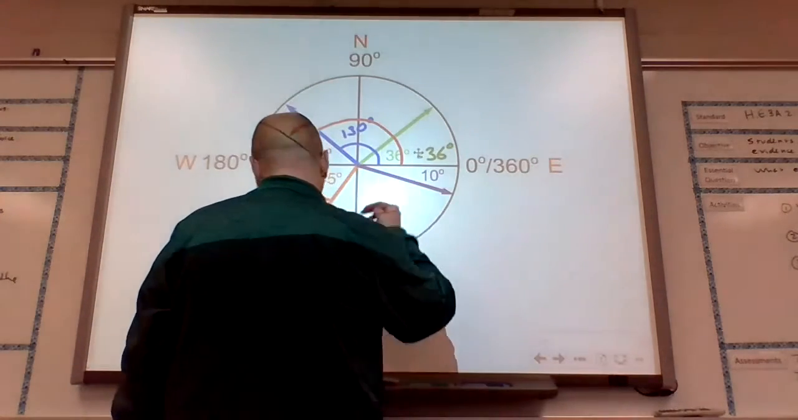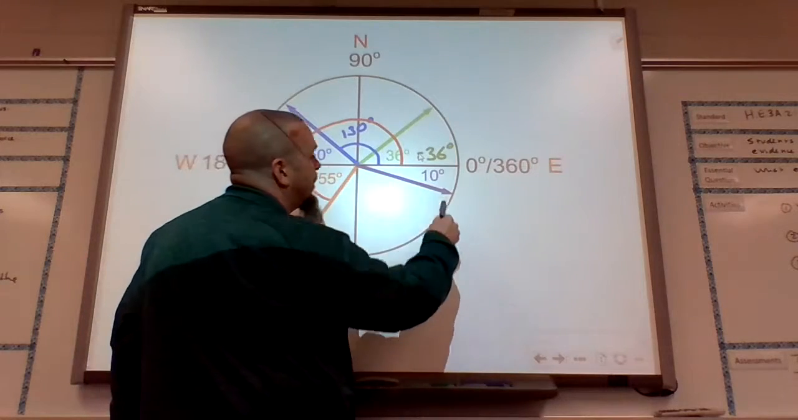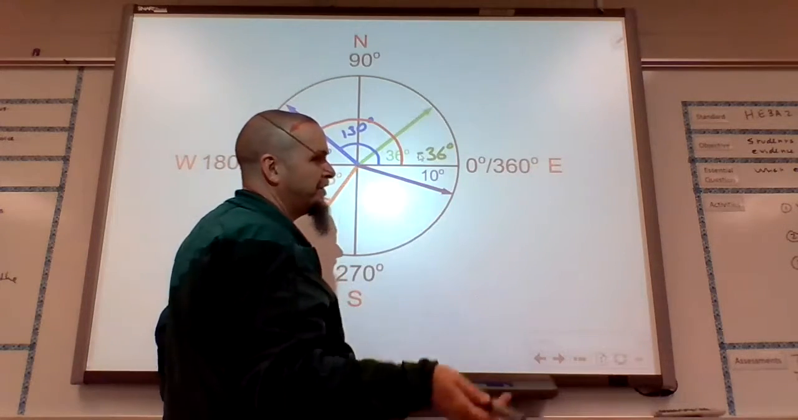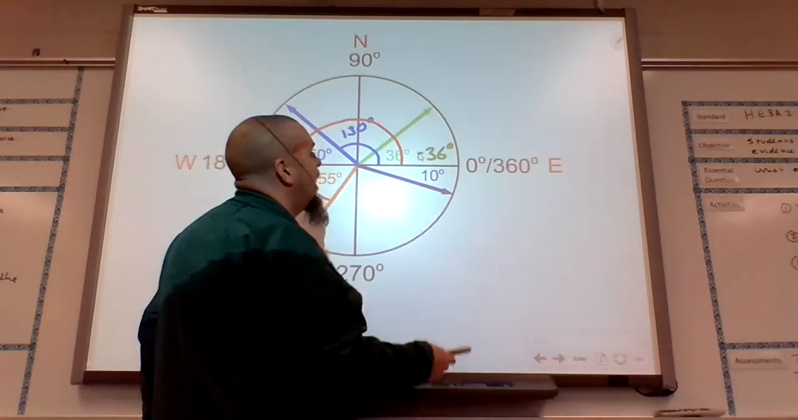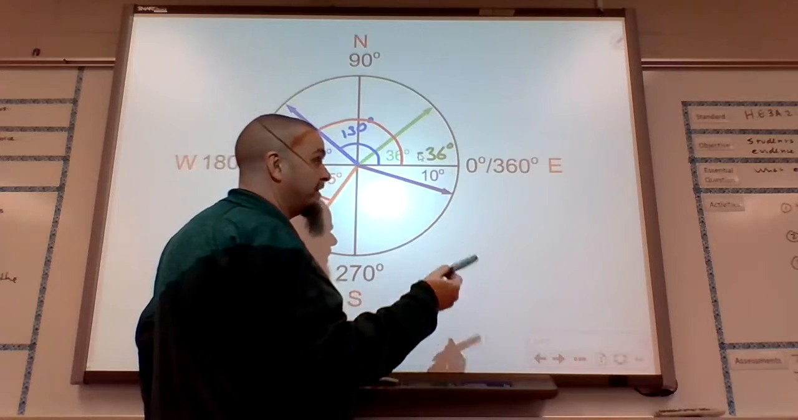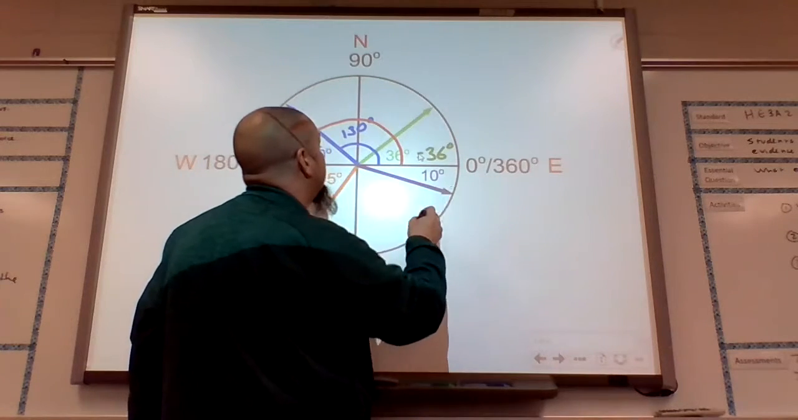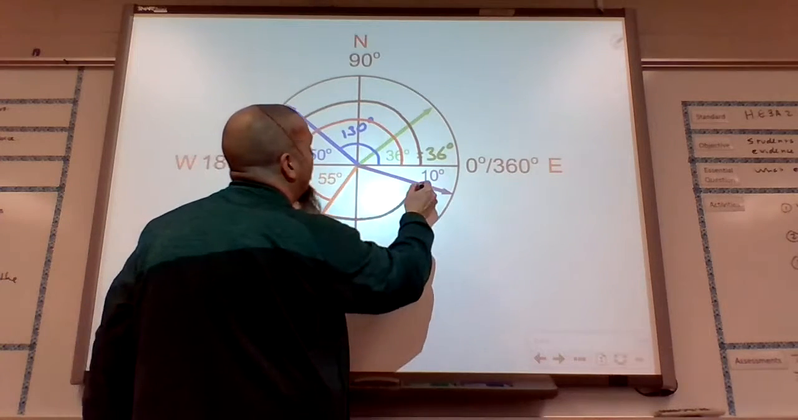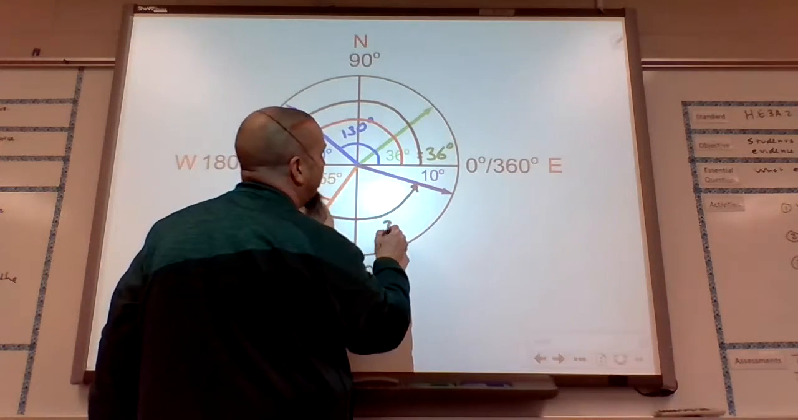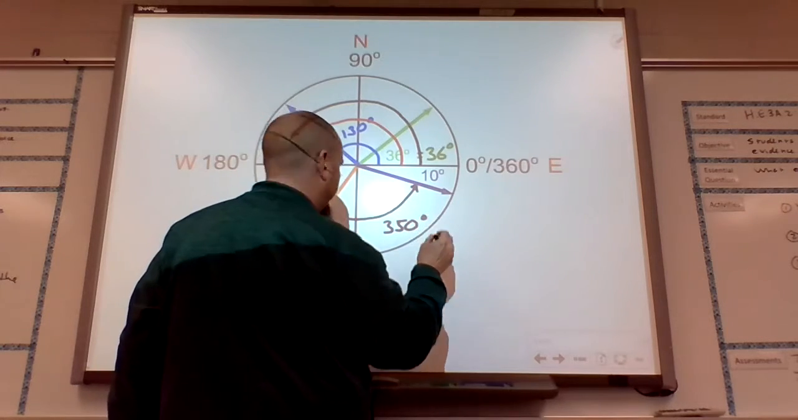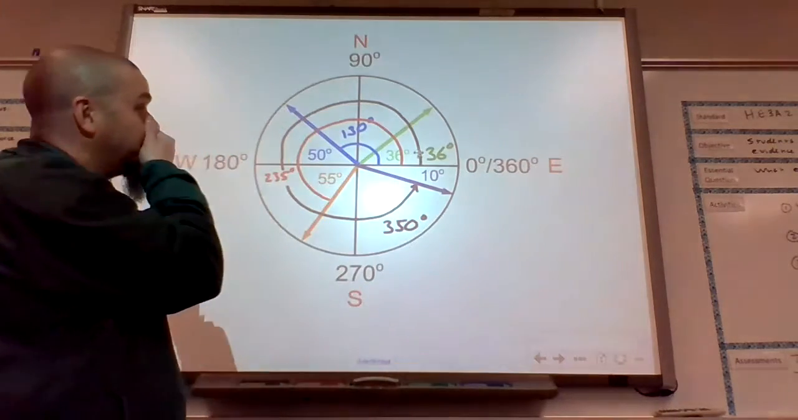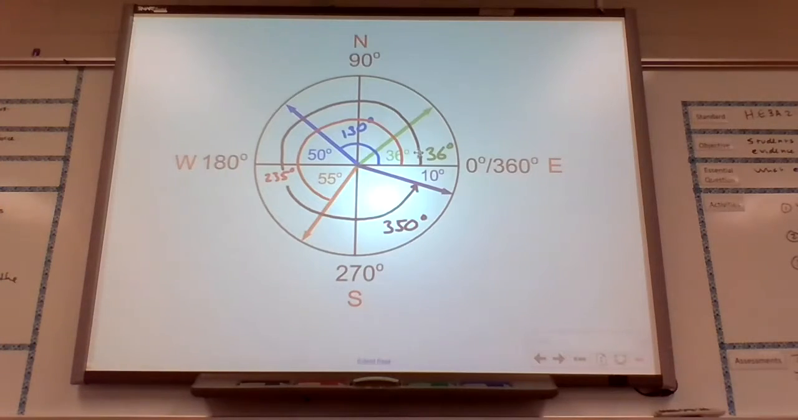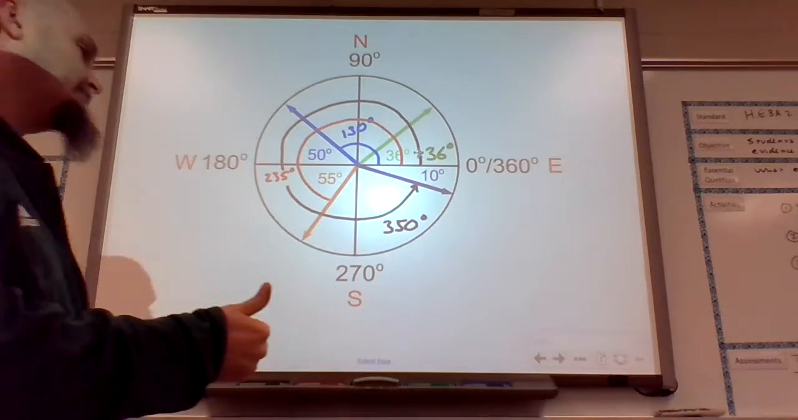Finally, if I land over here somewhere, I'm 10 degrees away from 360. I'm 10 degrees short of 360. So I do 360 minus 10, and this whole angle here, all the way around there, would be 350 degrees. That's how it works. That's how the unit circle works. You're trying to figure out how far away from zero you are.